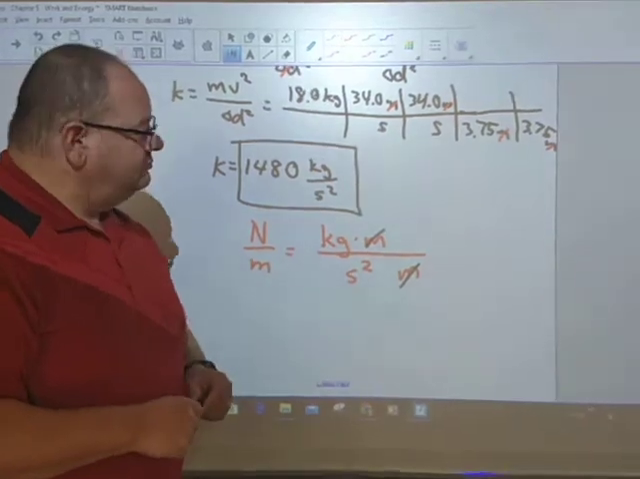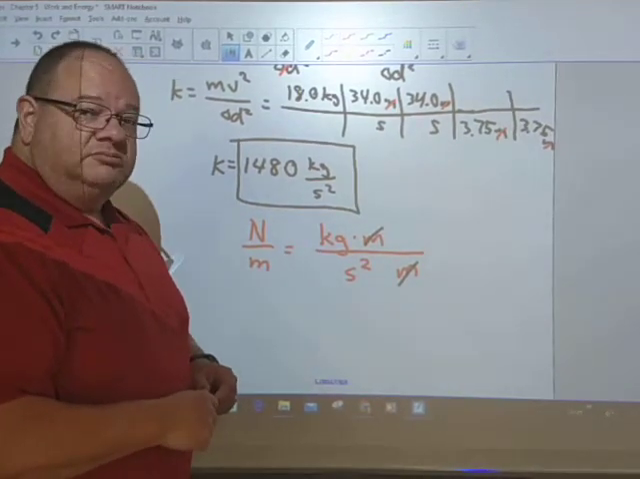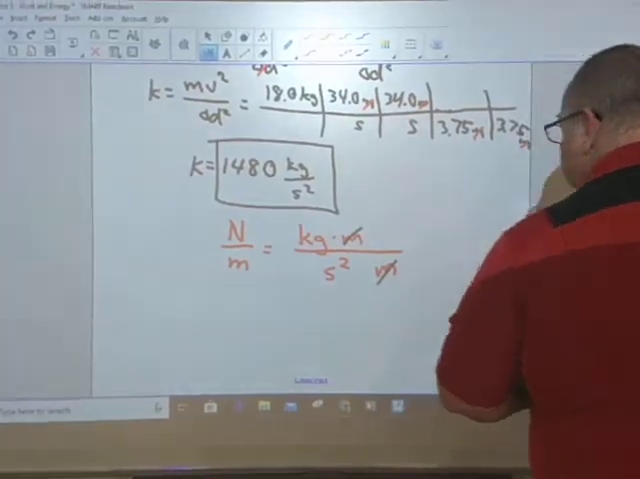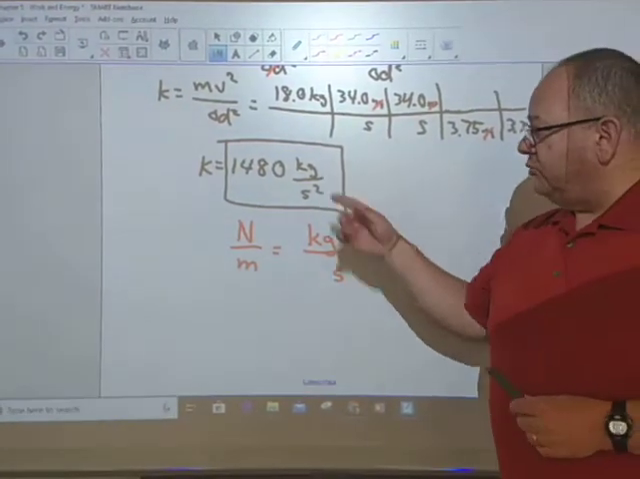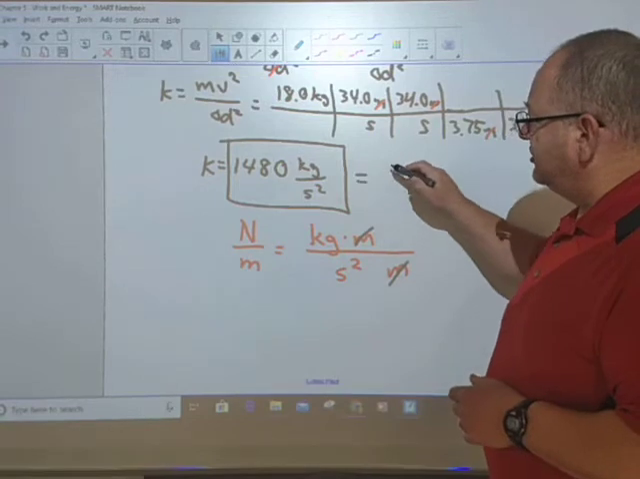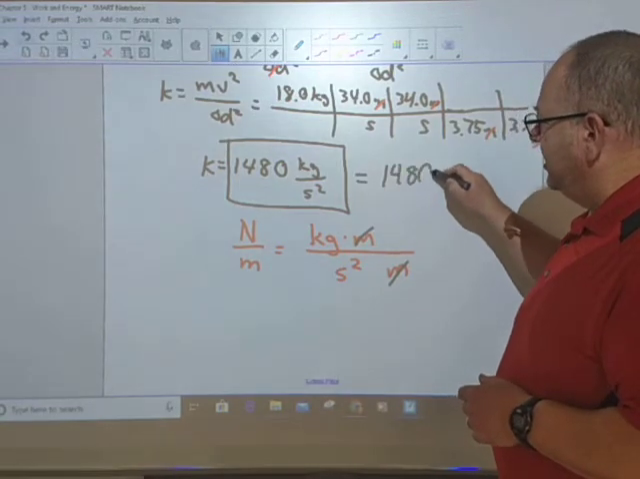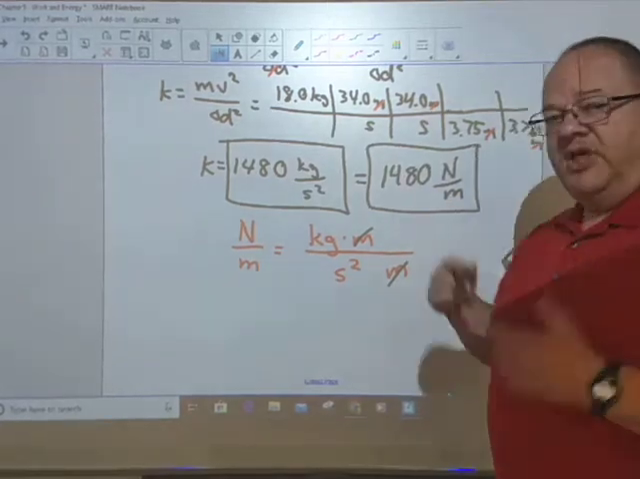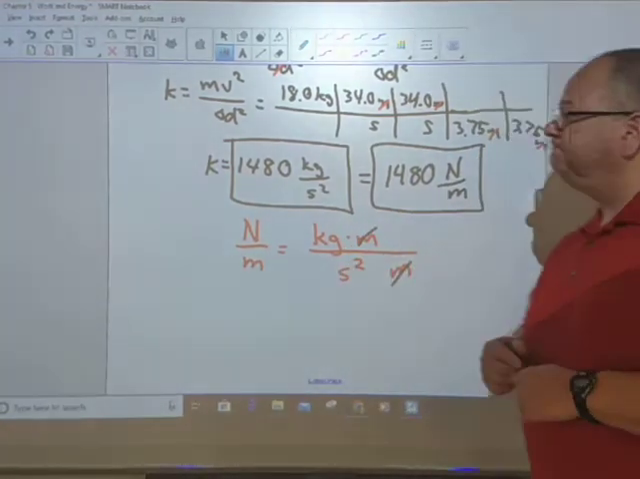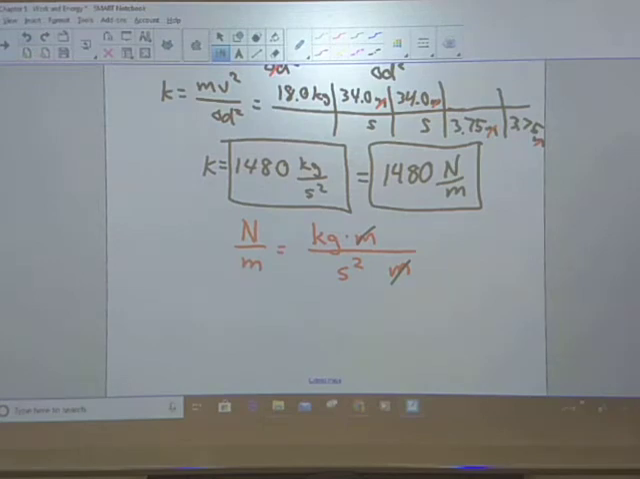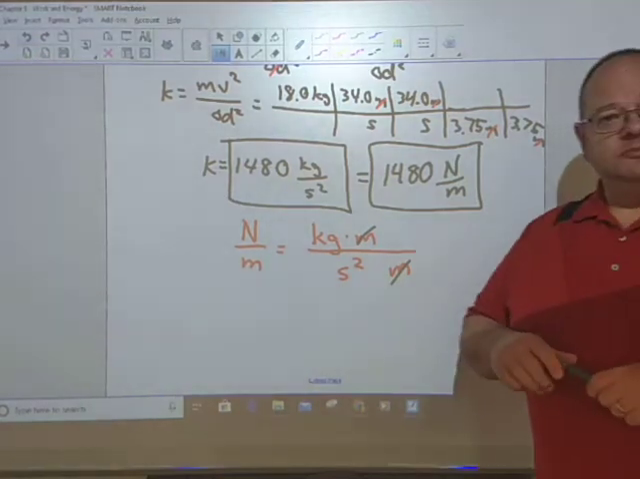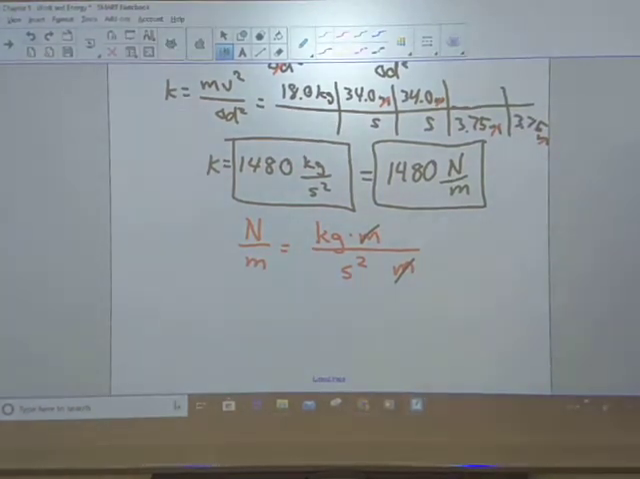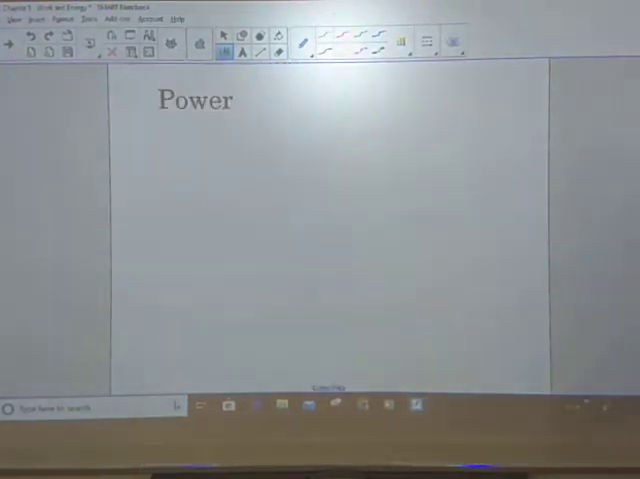Same label. Looks weird, but it's all right. So if you really wanted to, you could express this. You could now say that this is 1,480 newtons per meter. They are the same thing. All right, so there's a little refresher in your memory, hopefully, of some of the stuff that we were doing last week. All right, on for something new.